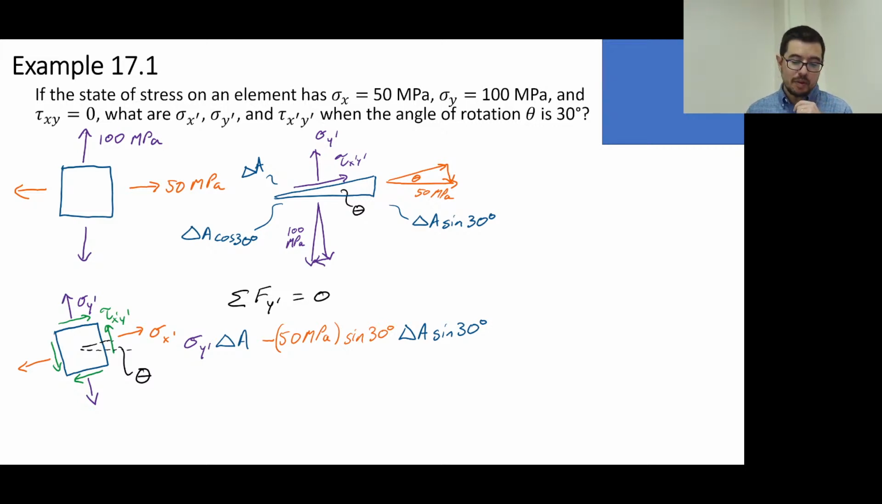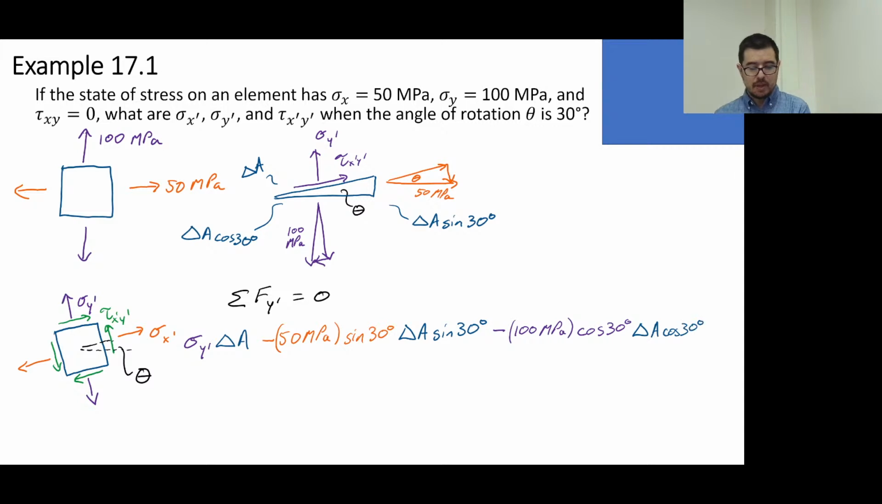Remember, we're doing y prime, right? And this is why we do exaggerated drawings. Which one of these is theta? The tiny one's theta, right? So if we're interested in this, 100 times cosine 30 times delta A cosine 30. That's right. And that equals 0.